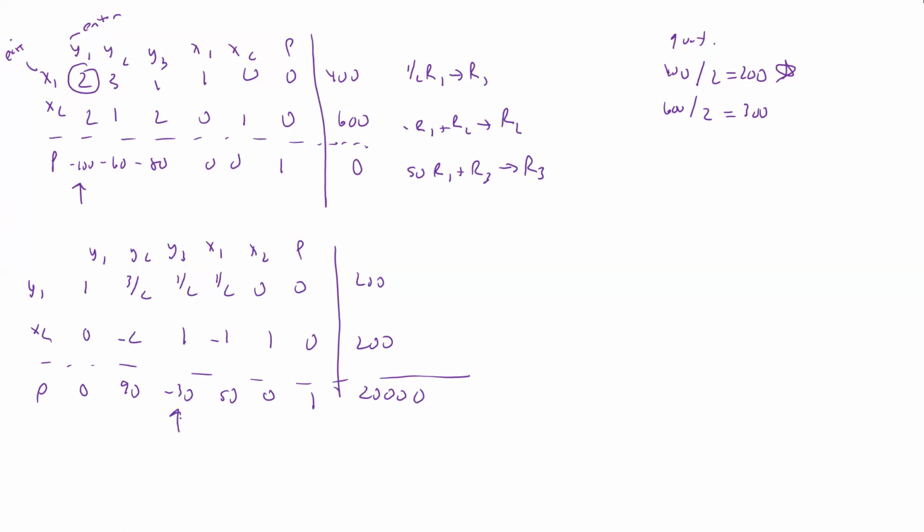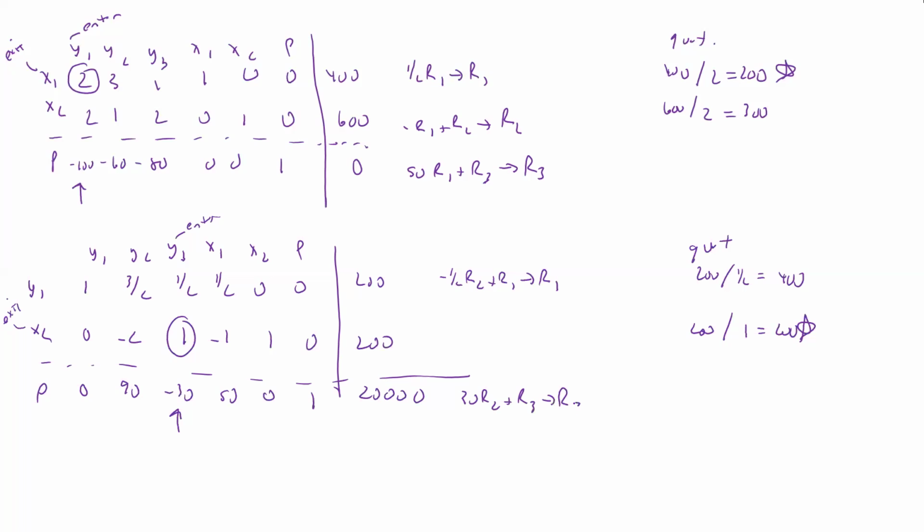Now, the smallest number here is going to be this one. So for our quotient, we're going to take 200 divided by half, which is going to be 400. And we're going to take 200 divided by 1, which is 200. So that's our smallest, and so this will be our pivot point. So we're going to enter with this, and we're going to exit here. And so this one we don't have to do anything to. So we can take a minus half of row 2 plus row 1, and that's going to be our new row 1. And we can take 30 row 2 plus row 3, and that's going to be our new row 3. All right.